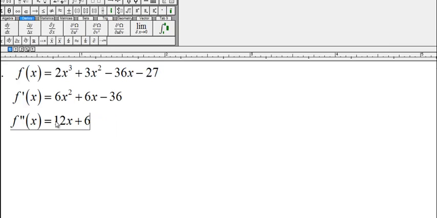And of course the third derivative would just be 12, and the fourth and fifth and sixth and all higher derivatives would just be 0. So when you're doing a polynomial, it goes down a degree each time you take a derivative. So in a sense it keeps getting a little simpler to find the derivative as we go.